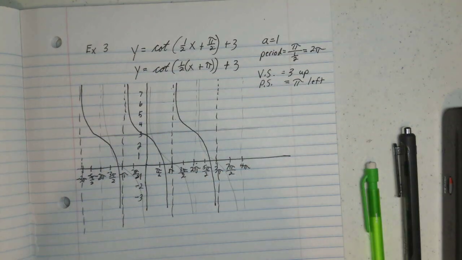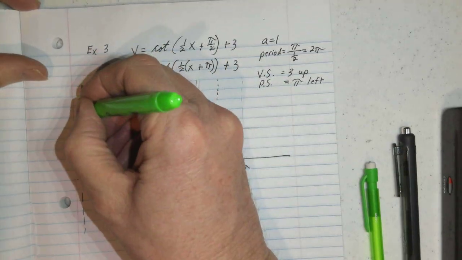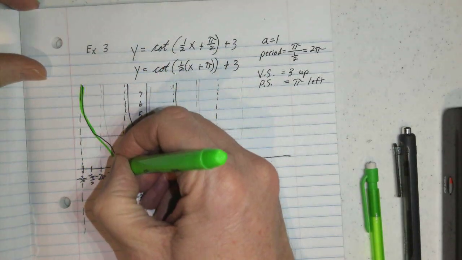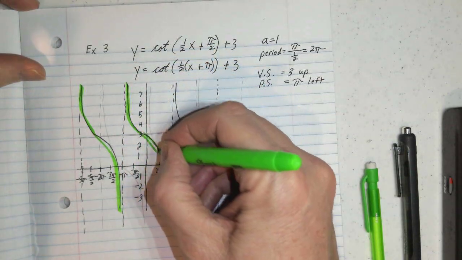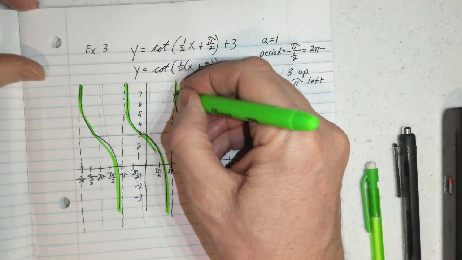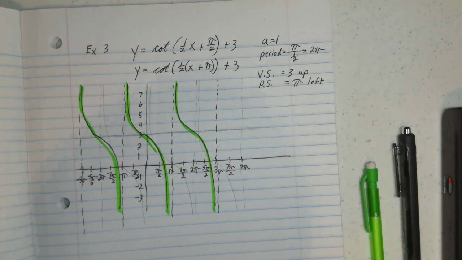Alright, let me highlight just to make sure we know the actual graph is not the asymptotes. The asymptotes give us the guidelines and boundaries, what we need. But the actual graph is what I'm pointing out here in green that would satisfy this.